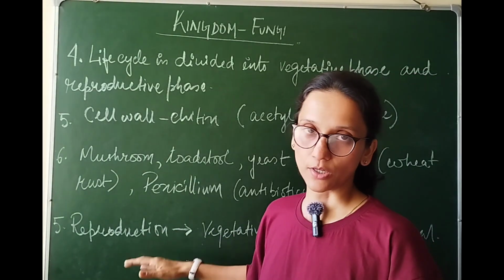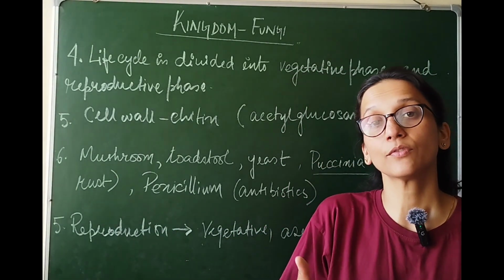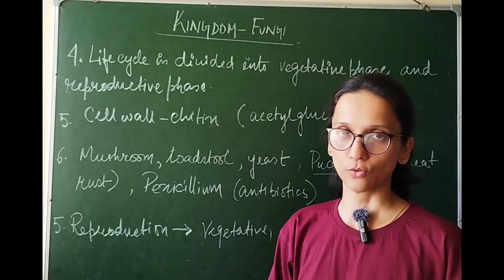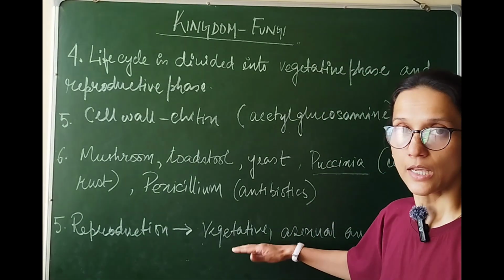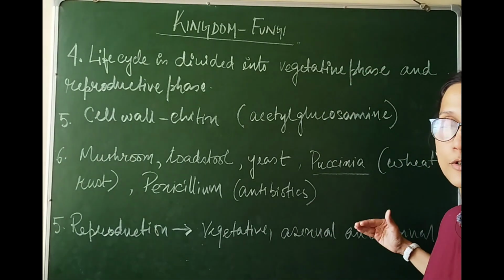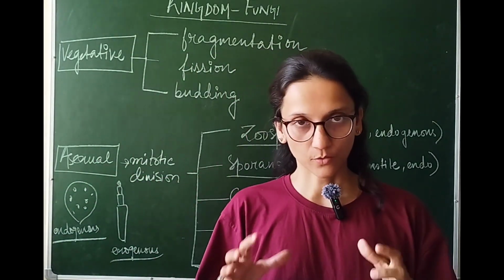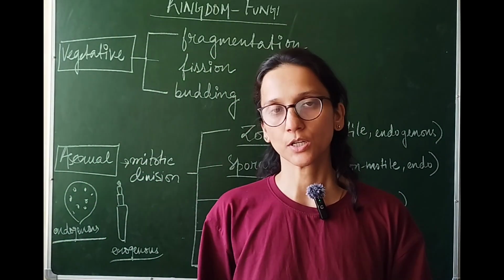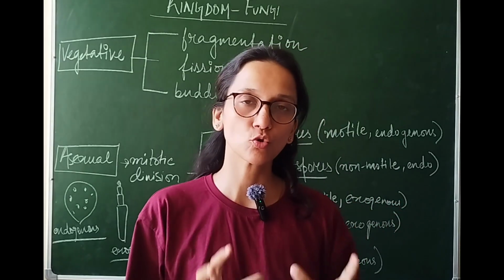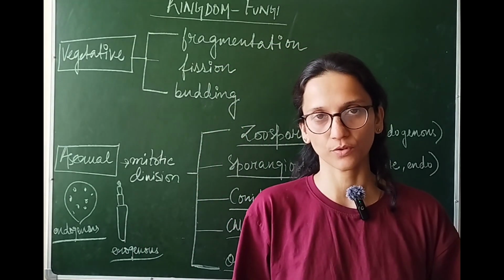Then is the reproduction. Reproduction also, fungi में there are three different ways by which they can reproduce. So they can reproduce vegetatively, they can reproduce asexually, they can also reproduce sexually. Now we have come to a very important part of the chapter, which is the mode of reproduction shown by kingdom fungi. See, they show vegetative, asexual and sexual mode of reproduction.